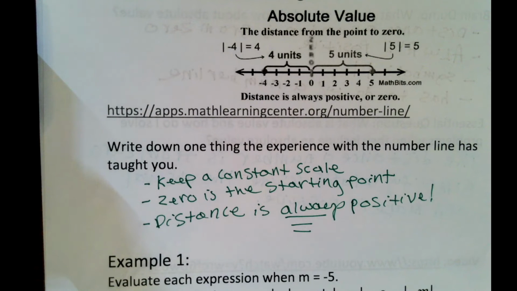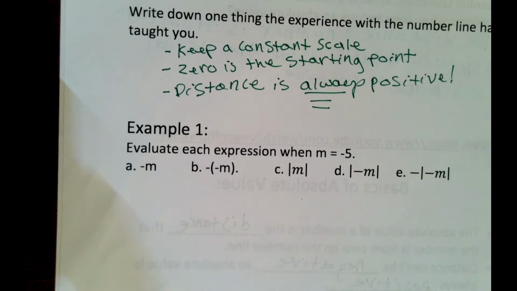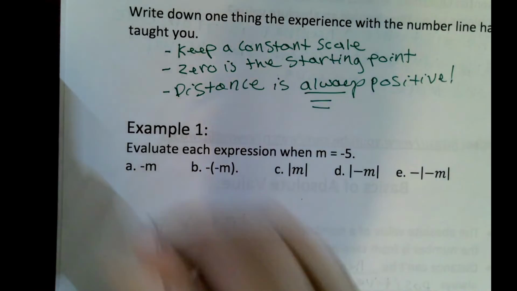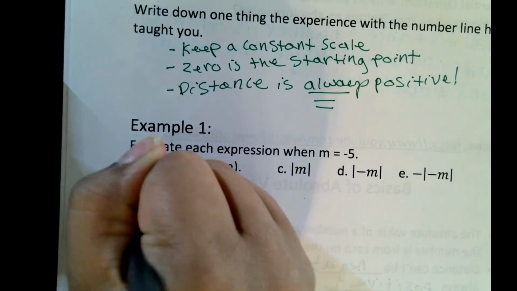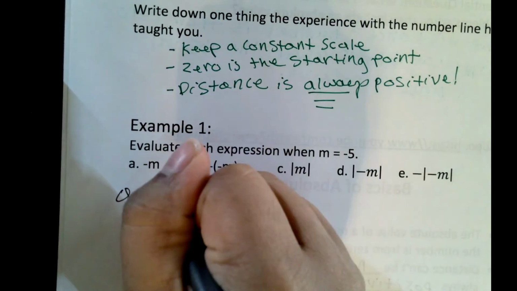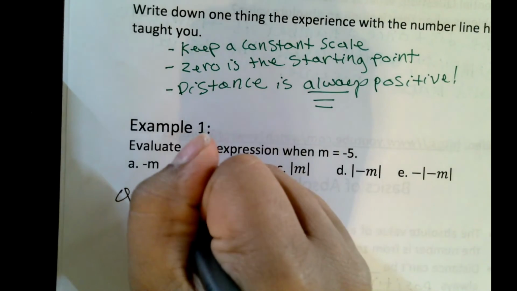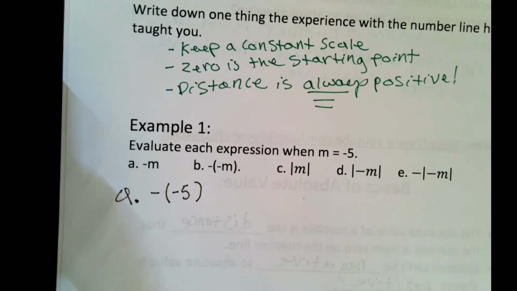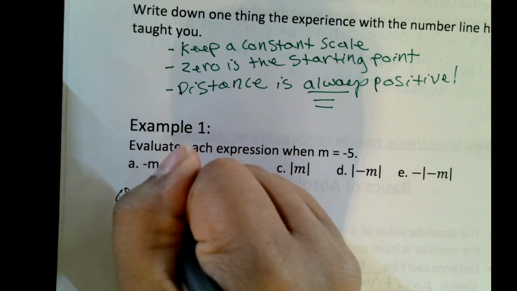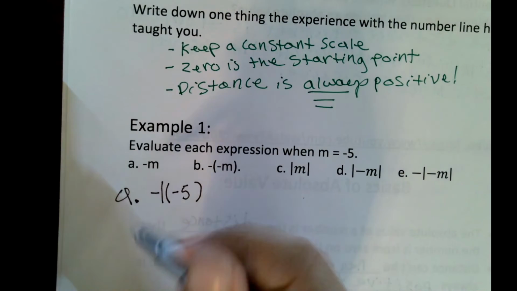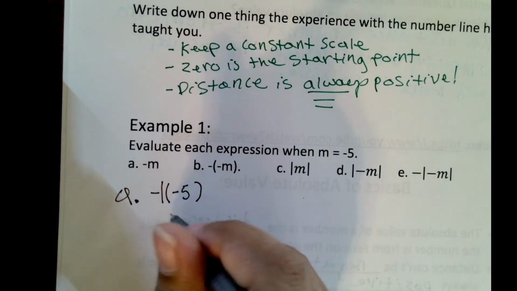Alright, so now let's do a couple of examples where we have to use some negatives and play around. So here's example 1. We've got m is equal to negative 5. So for A, we've got a negative, and then I put in parentheses where I want to plug in my m. And then I plug in my negative 5. Whenever you see a negative right next to a number, or to a parenthesis, I want you to think of that as a negative 1 being there. So negative 1 times negative 5 is just 5.